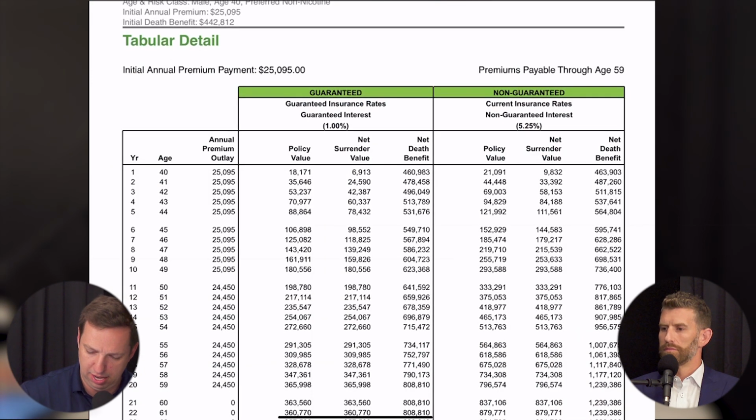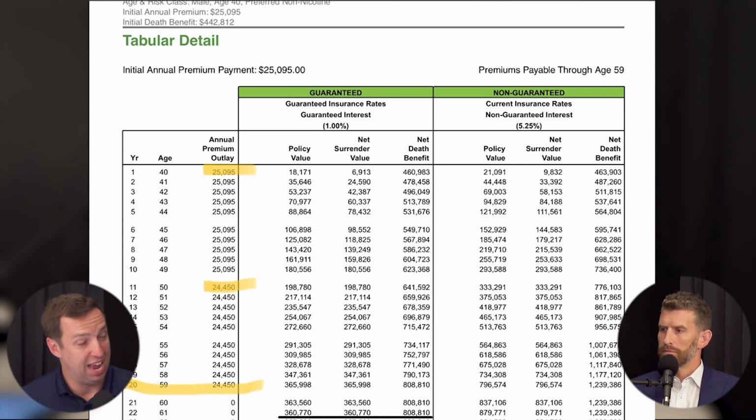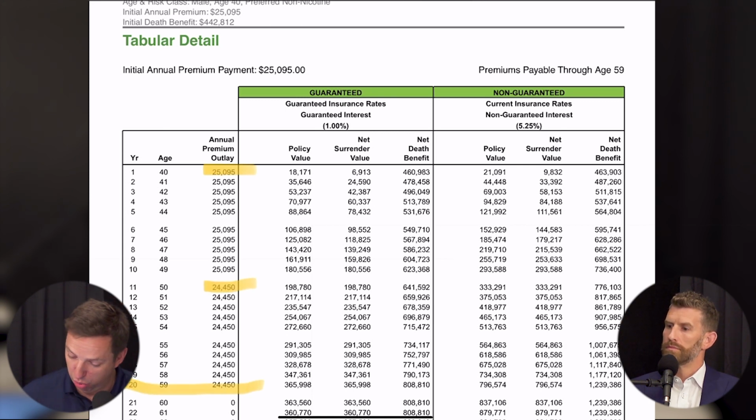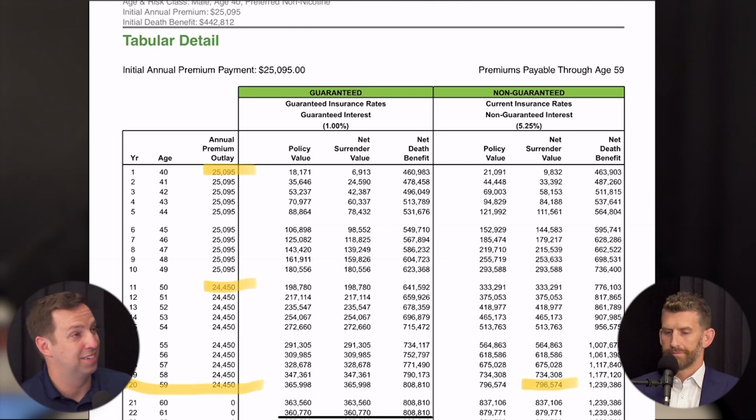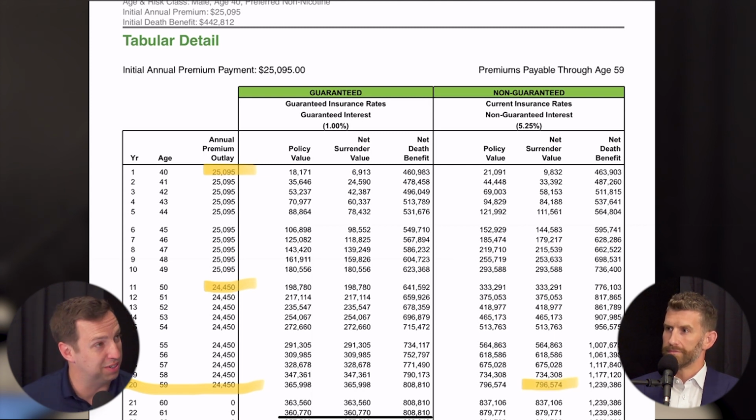You can see it's the same $25,000 dropping down to $24,000, 20 years' worth of payments, and our account value in year 20 is $796,000. So this actually has more than the Allianz policy, $796,000 using the fixed rate for 20 straight years, the same risk profile as the whole life.